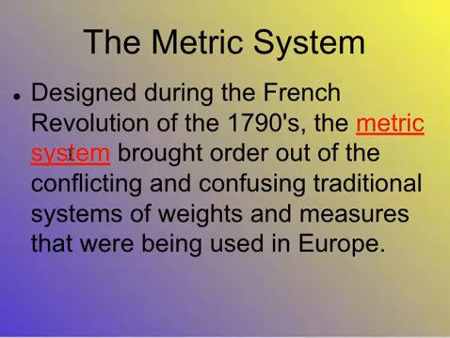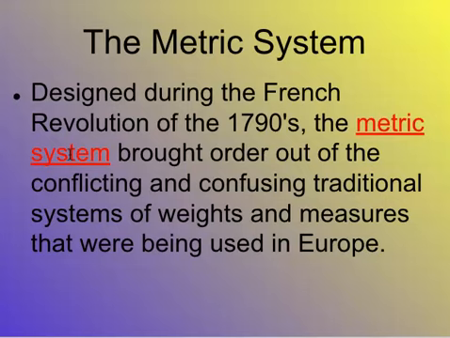So the metric system was designed during the French Revolution of the 1790s. The metric system brought order out of the conflicting and confusing traditional systems of weights and measures that were being used in Europe. So in Europe in the 1790s, there was no one standard measurement. So when you went from country to country, the measurements differed.